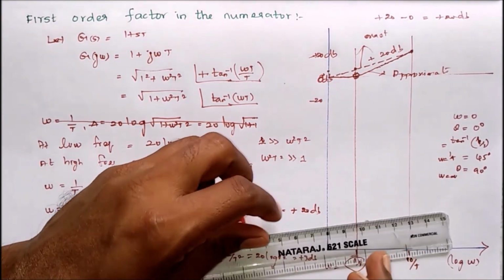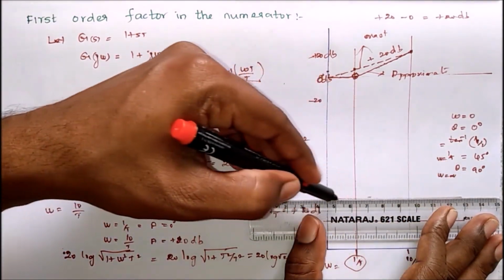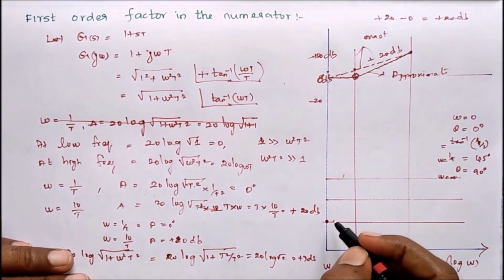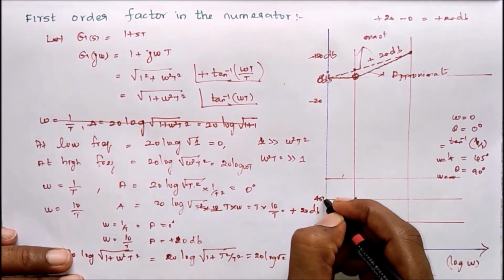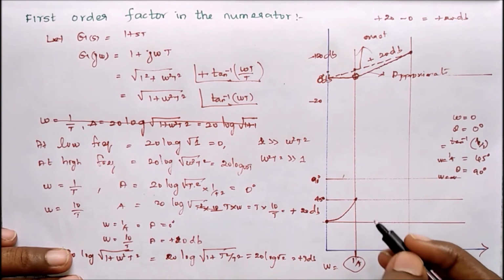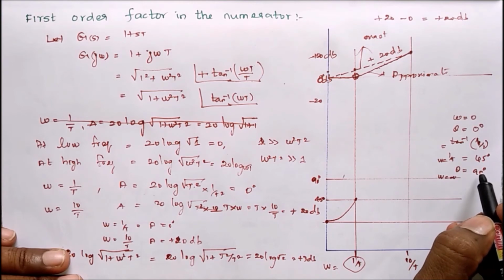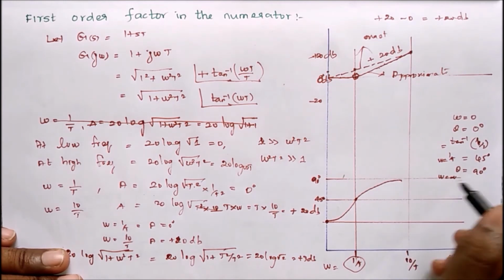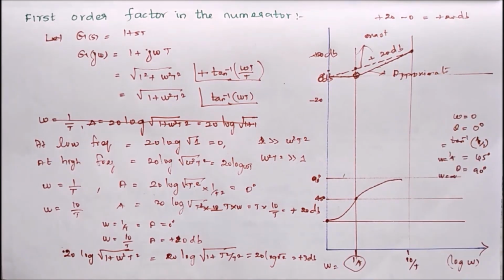Now we can draw: this is 0 degree, this is plus 45 degree, this is plus 90 degree. When omega equals 0, the angle is 0. When omega equals 1 by T, the angle is 45 degrees. So it starts at 0 and reaches 45 degrees when omega equals 1 by T. At infinity only it will reach the angle 90. It means it will continue until infinity to reach 90. So this is the phase plot, and this is the magnitude plot for the open loop system which consists of a first order factor in the numerator.